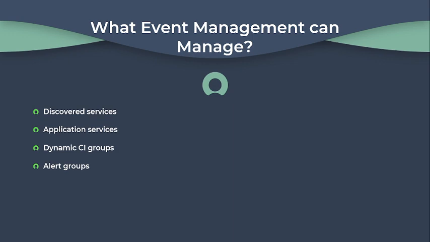Then, what can event management manage? Event management can manage discovered services, application services, dynamic CI groups, and alert groups. Discovered services are compositions of interconnected configuration items from the CMDB. Service mapping discovers these services, presenting them with a service map detailing mapping relationships and an impact tree indicating outage severity, active and related alerts, and CI properties. This mapping data is visible on the dashboard, the alert list, and the event list.